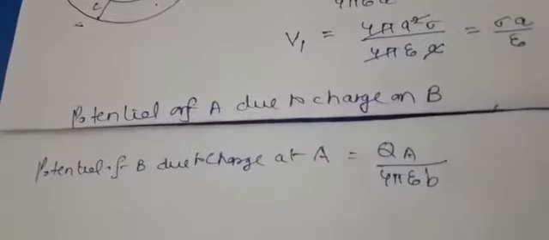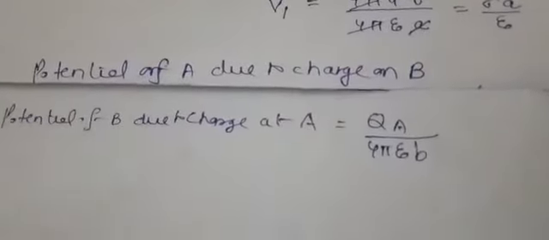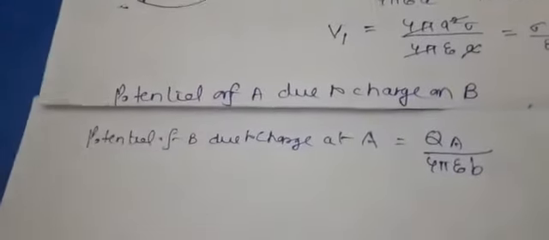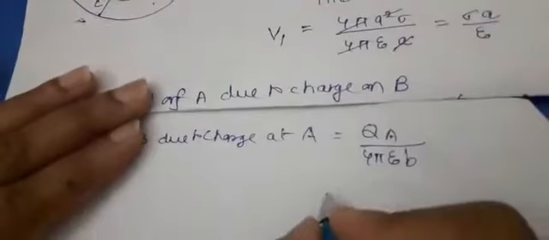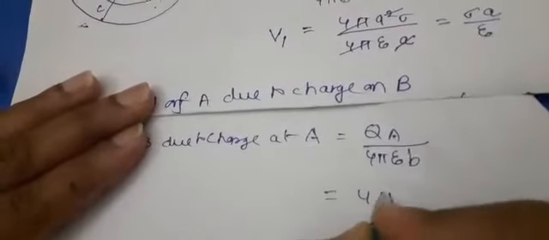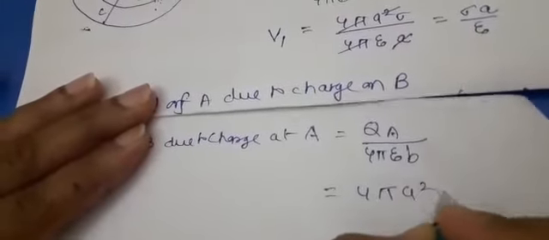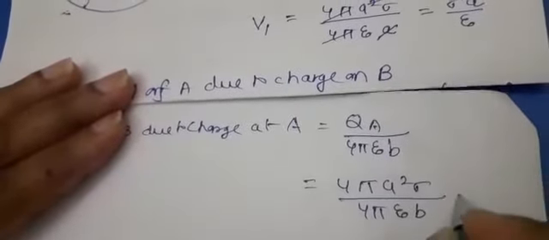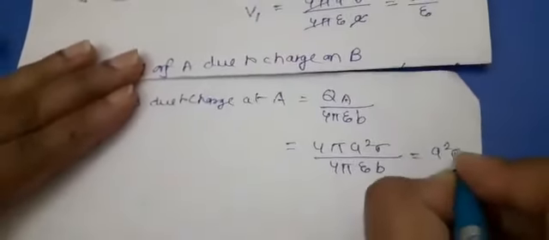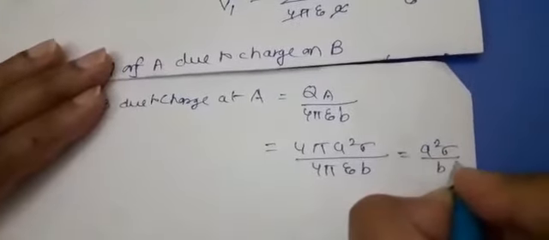I am repeating this point: when we have to calculate potential on the outer shell, then inner charge will contribute at the outer distance. This is a very important point. Now substitute the value: QA is 4 pi A square into sigma upon 4 pi epsilon naught B. So it will be A square sigma by B epsilon naught.